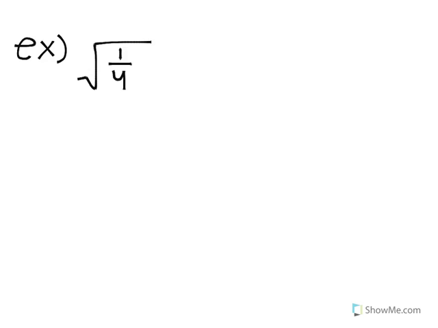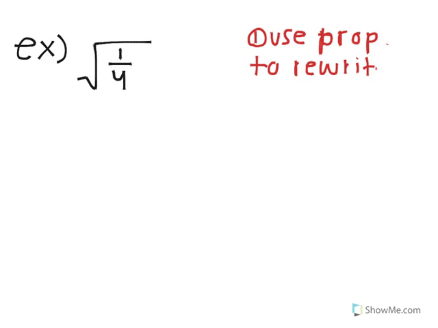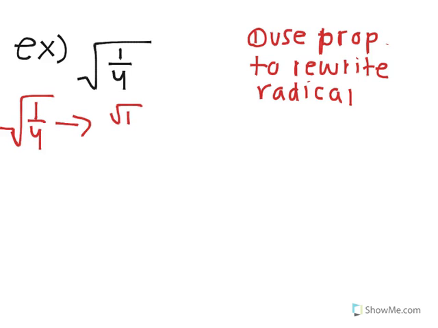For example, I want to simplify this radical, the square root of 1 over 4. Well, I don't know how to really do prime factorization of a fraction, so I'm going to rewrite this. My first step is to use properties to rewrite the radical. So I have the square root of 1/4, and remember, we had our property that allows us to rewrite this as the square root of 1 over the square root of 4.